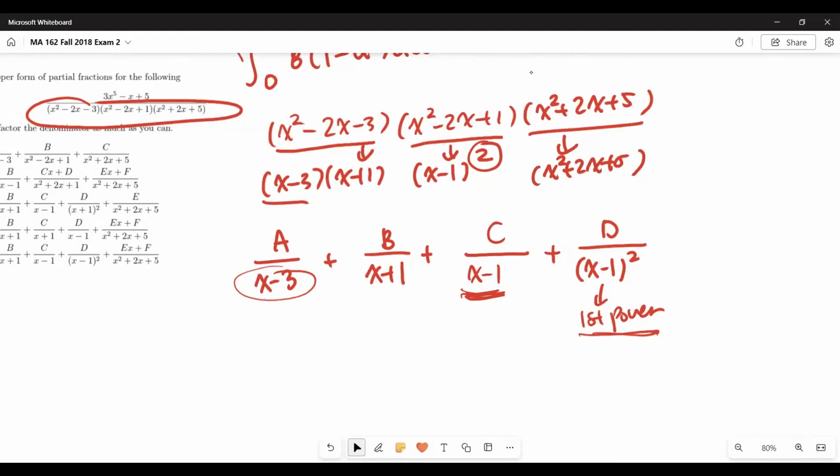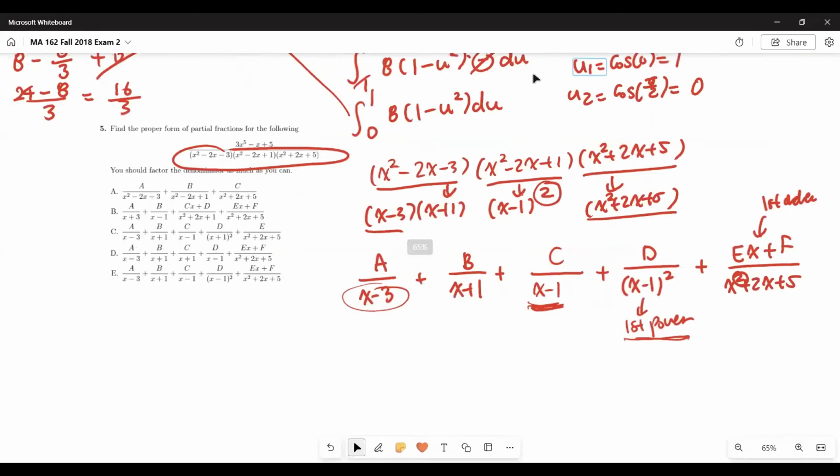Sorry. And then we have x squared plus 2x plus 5. Since it's a squared term, the numerator has to be one less than the denominator power, meaning it's going to be the first order, right? So it's going to be ex plus some kind of constant f. So if you look at the options, that's going to be equal to option E. So the answer for this question is E.